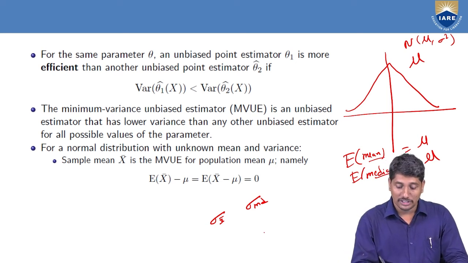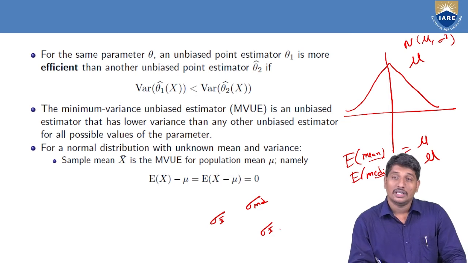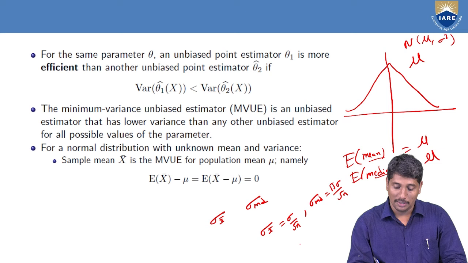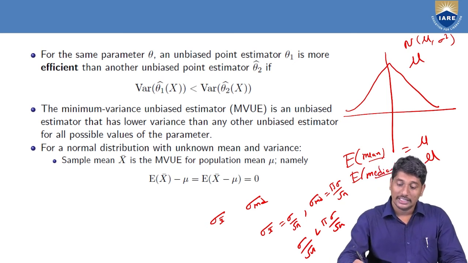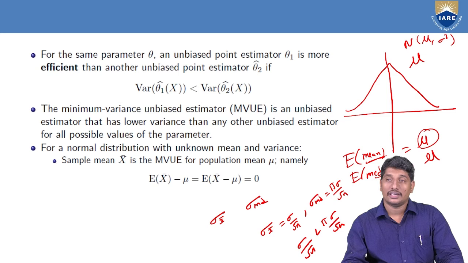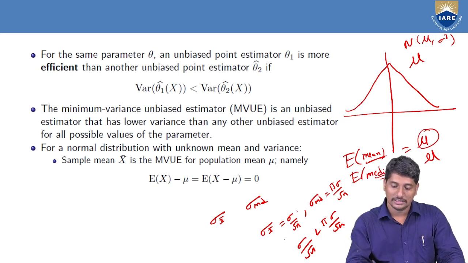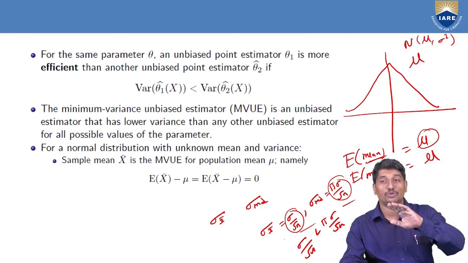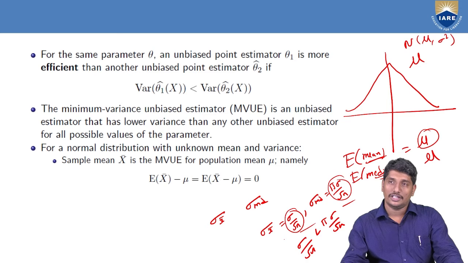You will observe that sigma x bar will be sigma by root n, and sigma median will be pi sigma by root n. So you observe that sigma by root n is lesser than pi sigma by root n. Hence you declare that the sample mean is a more efficient estimator of the population mean than the sample median in the case of normal distribution, because the sample mean has this standard deviation, the sample median has this standard deviation, and this is lesser than this. That means the sample mean is a more efficient estimator than the sample median in the case of normal distribution.